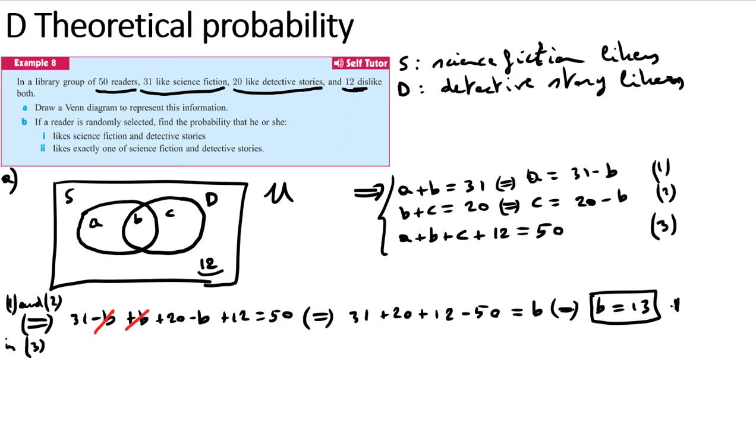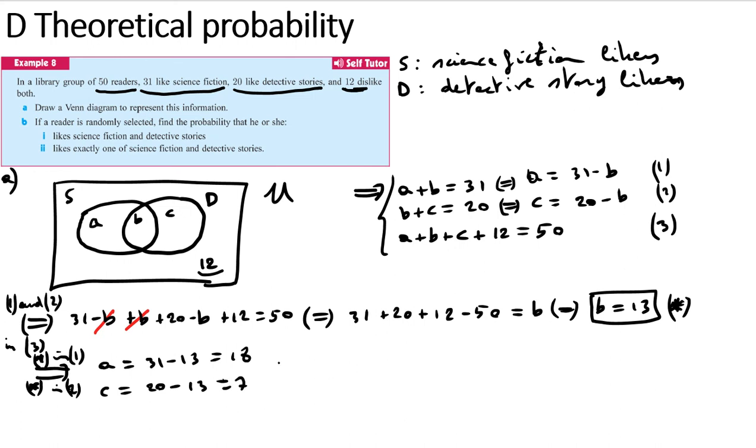And we can fill that in the first or in the second equation. In the first equation, it gives that A must be equal to 31 minus 13, which is equal to 18. We can also fill that in the second, and that gives C is equal to 20 minus 13, which is equal to 7. So A is equal to 18 and C is equal to 7.